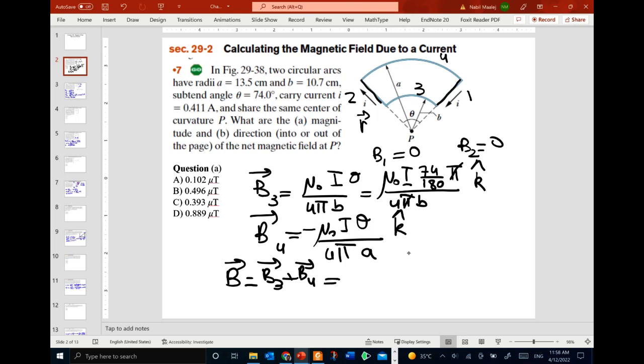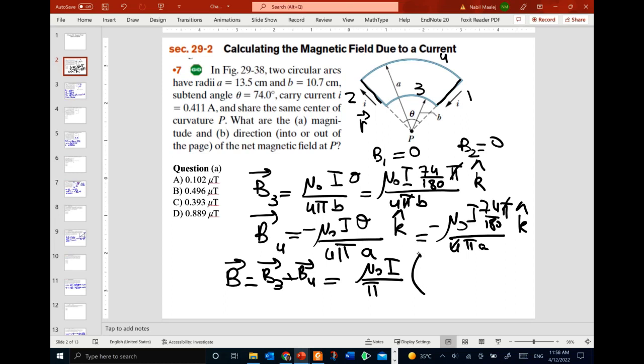So the total magnetic field is B3 plus B4. Okay. And so in this case, this is going to be mu 0 I. So again, this is going to be minus mu 0 I, 74 divided by 180 times pi, divided by 4 pi a times k. Okay. So this becomes mu 0 I divided by, and we said pi will cancel, divided by pi. Okay, and so let me take 74, the angle, 74 divided by 180 outside of the parentheses, and we will have 1 over b minus 1 over a times k.